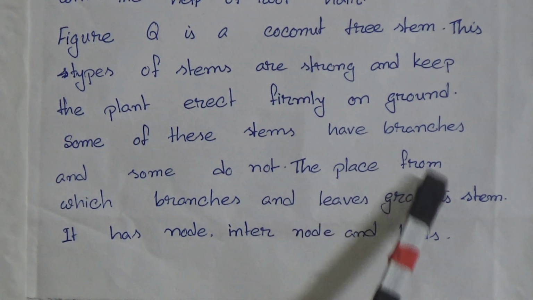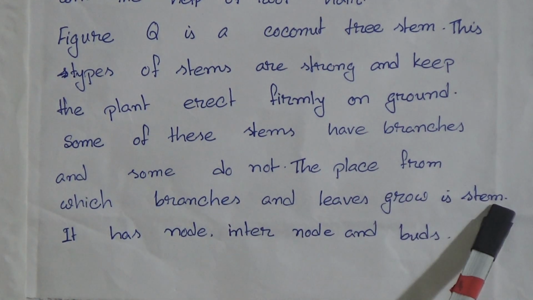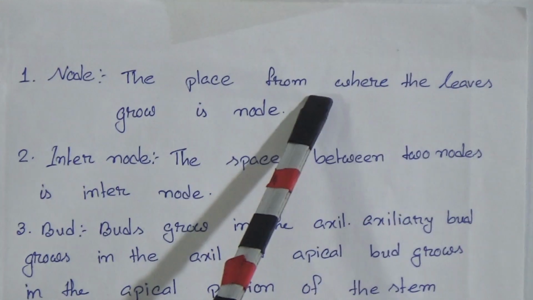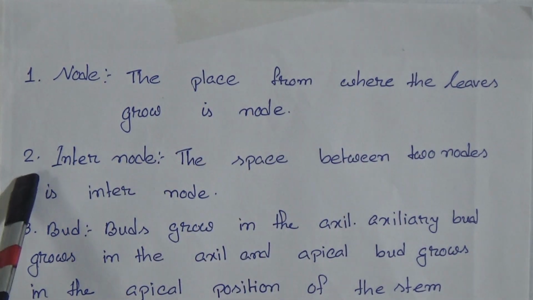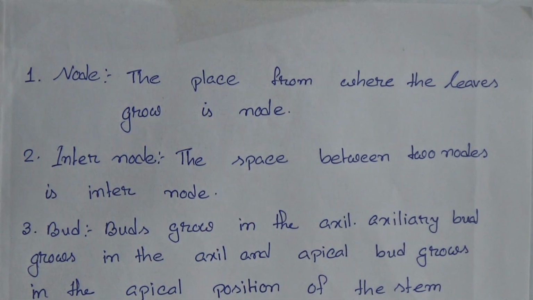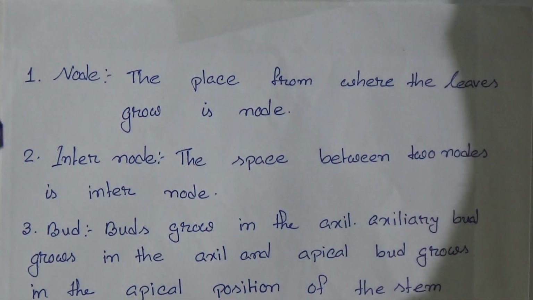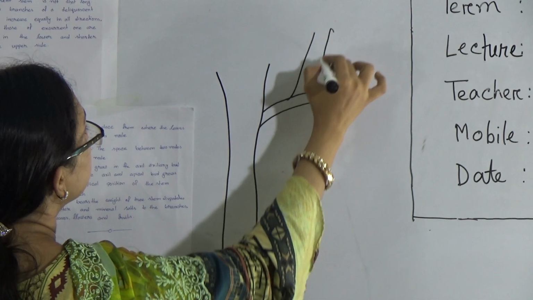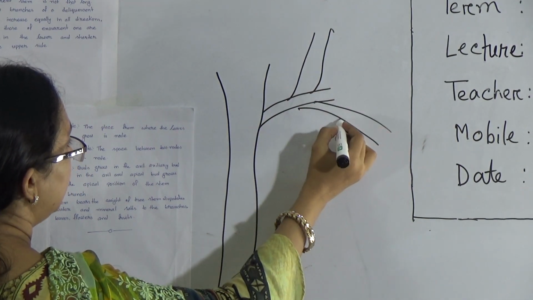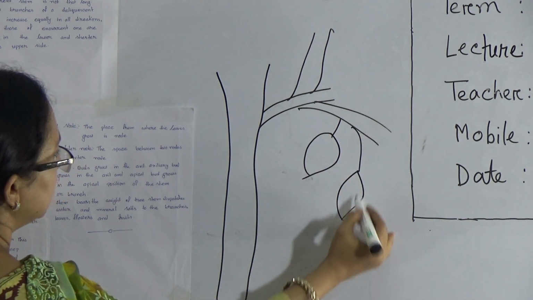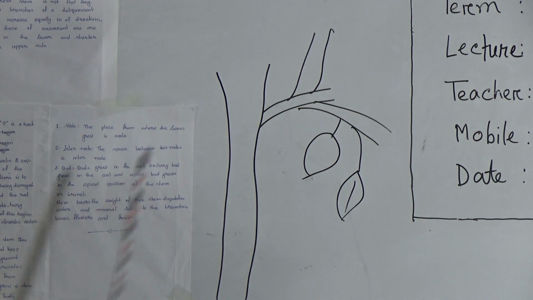The place from which branches and leaves grow in a stem has node, internode and buds. Number 1, node. The place from where the leaves grow is the node. Number 2, internode. The space between two nodes is the internode. Here you can see the branch of the tree, and here a leaf is growing, and here is another leaf. So it is called the node.